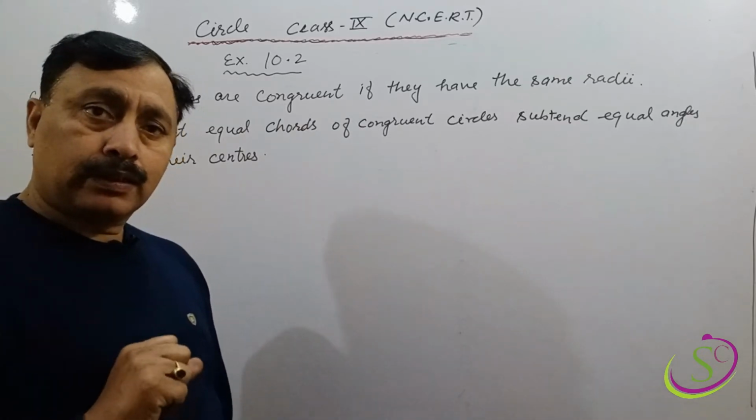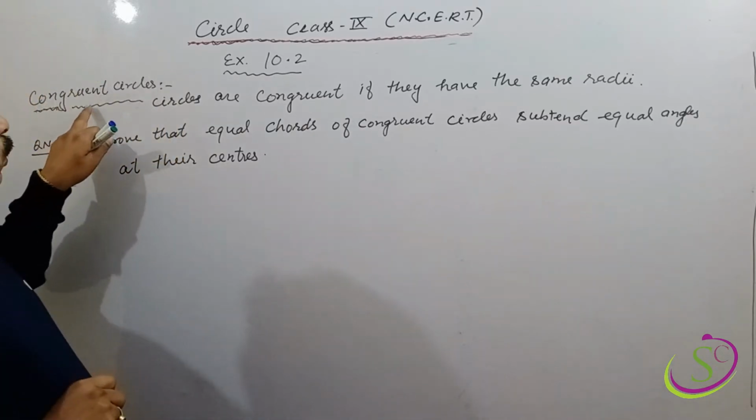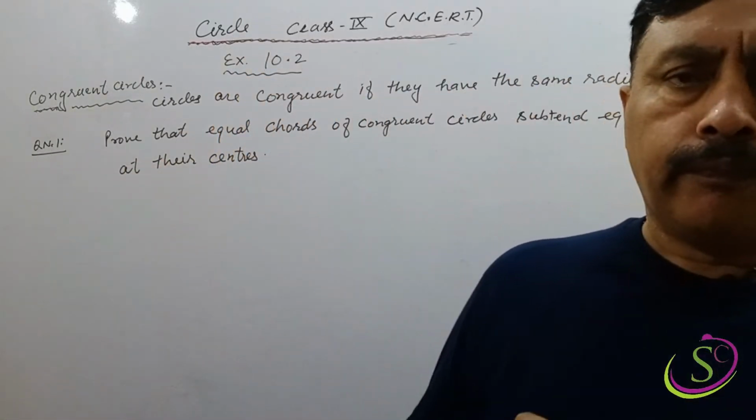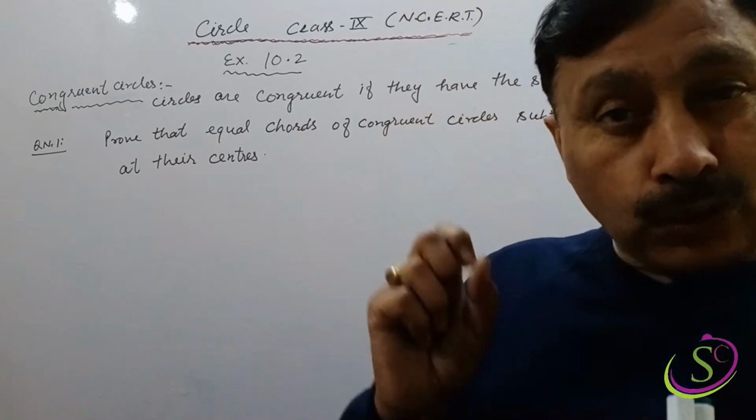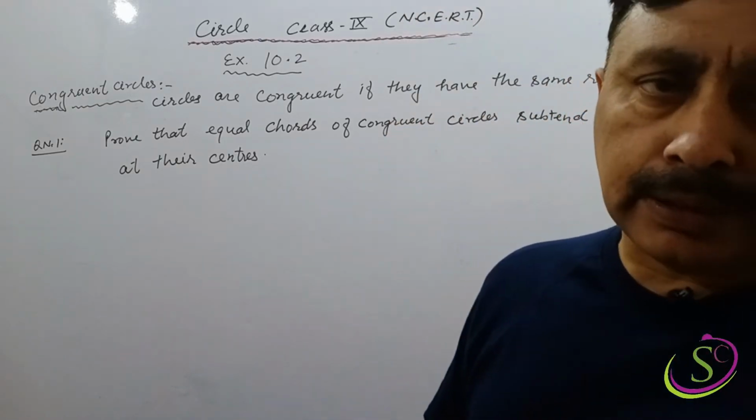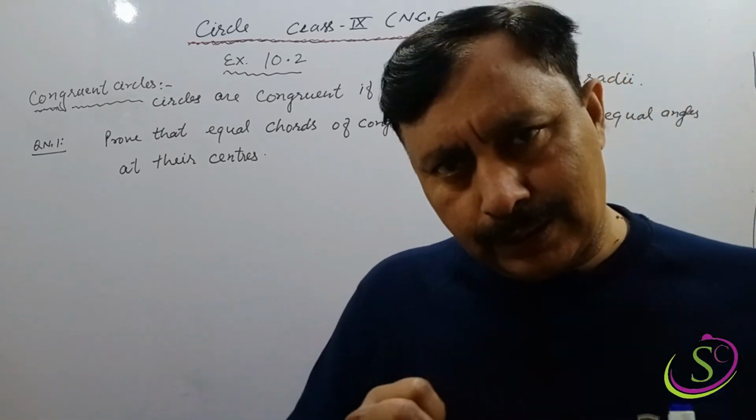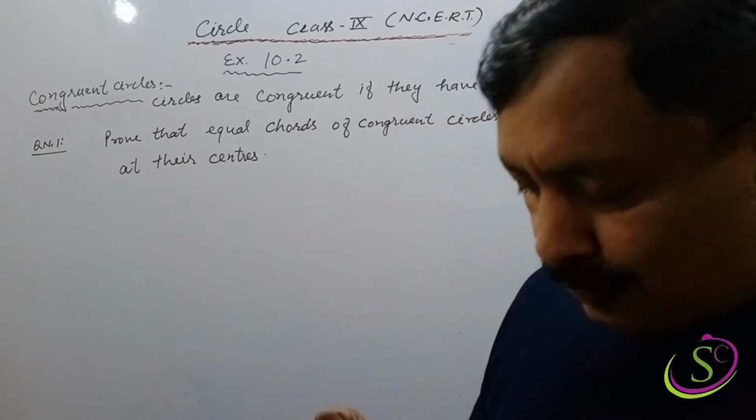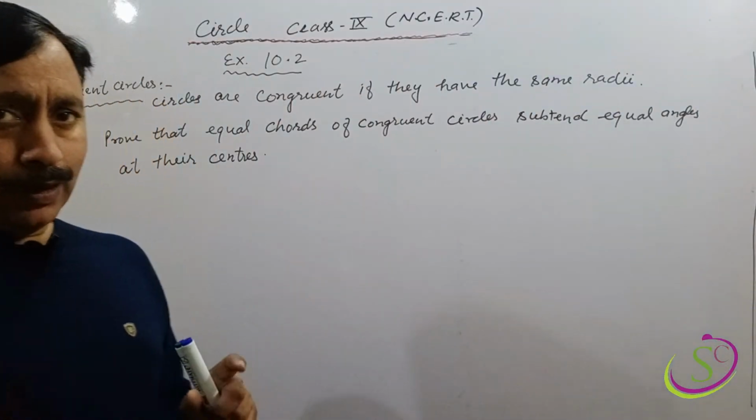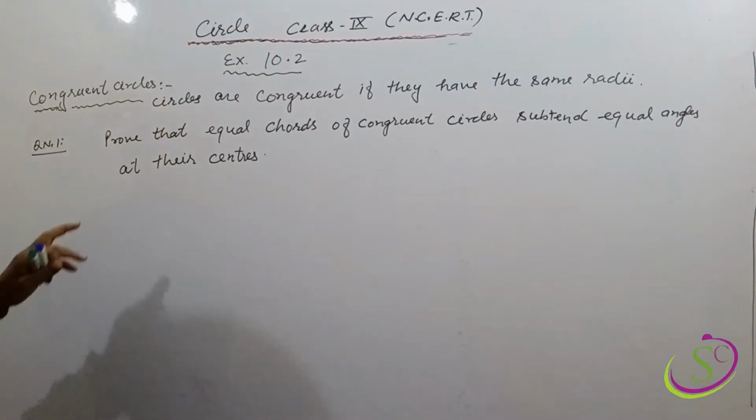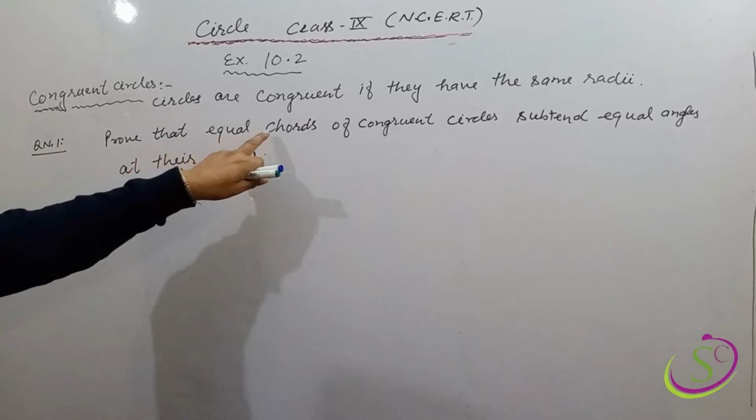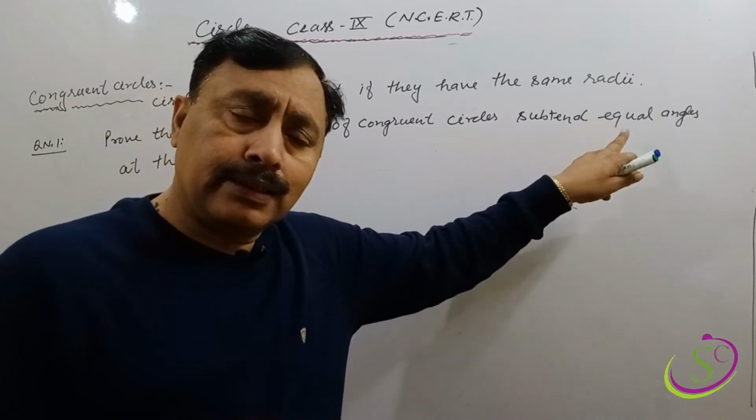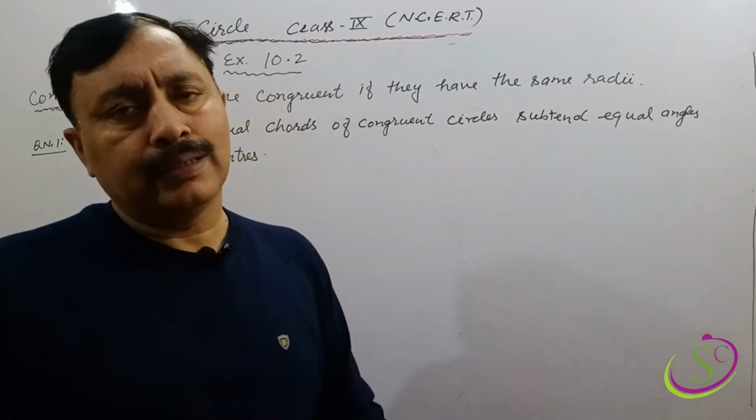Before question number 1, the thing is congruent circles. What are congruent circles? Congruent circles are those circles having equal radii. Means वो सभी circles जिनकी radius equal होती है known as congruent circles. So here question number 1 from exercise 10.2 is: prove that equal chords of congruent circles subtend equal angles at their center.